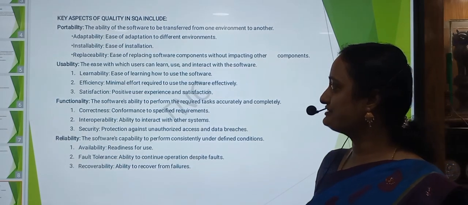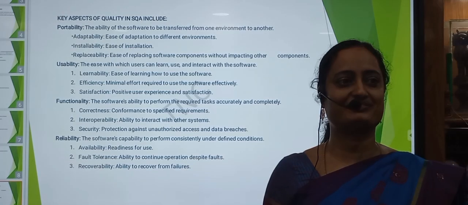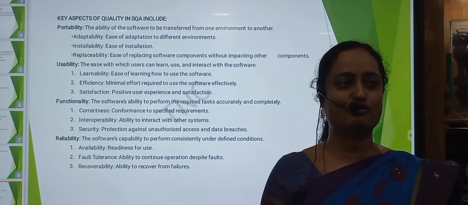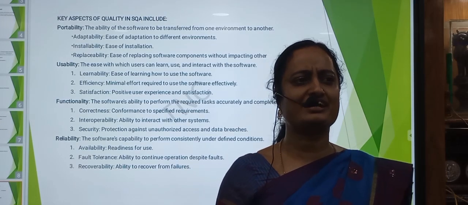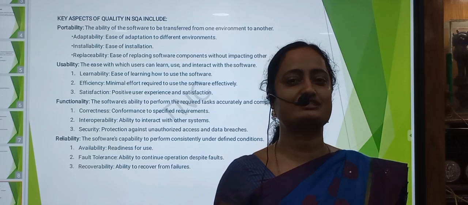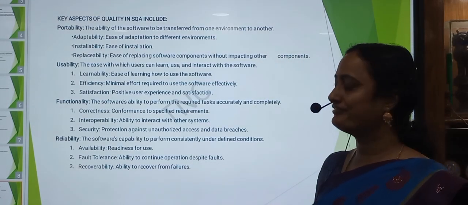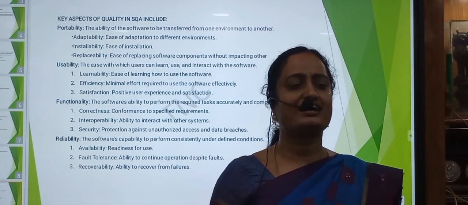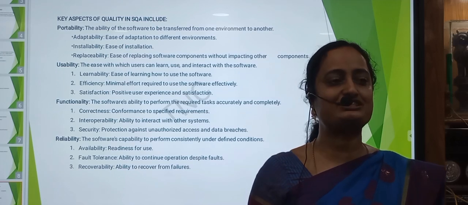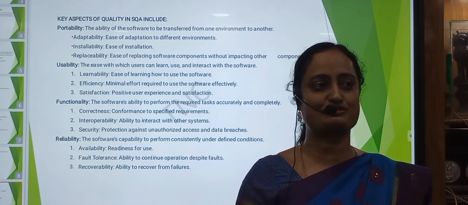Next, usability. The ease with which users can learn and interact with the software is called usability. Learnability is the ease of learning how the software is used. Next, efficiency: minimal effort required to use the software effectively. Satisfaction, a positive user experience, is the main thing. So their satisfaction is also included.